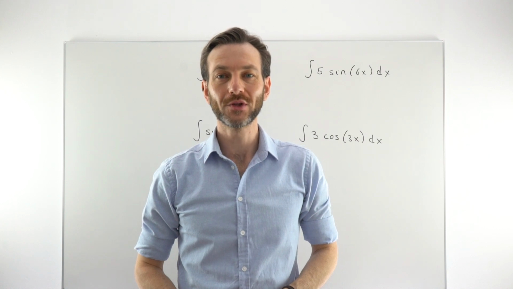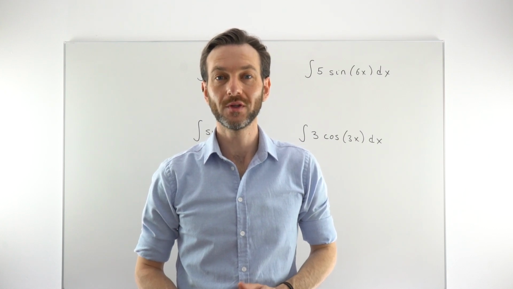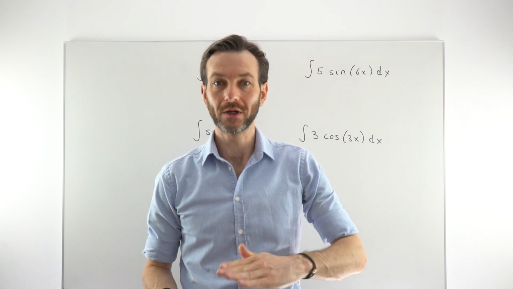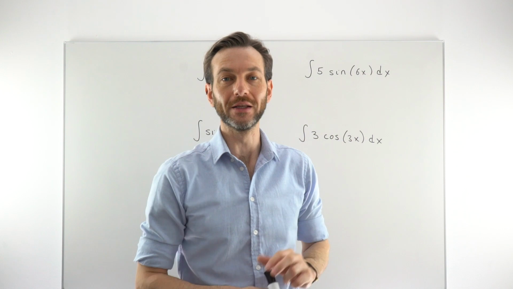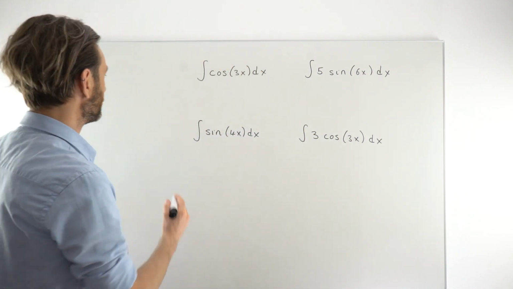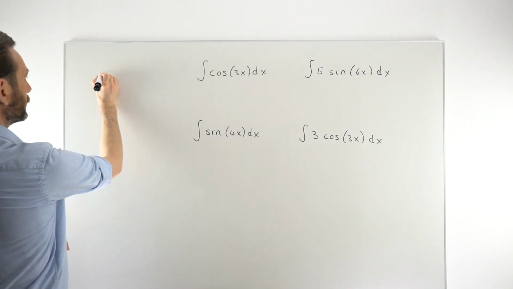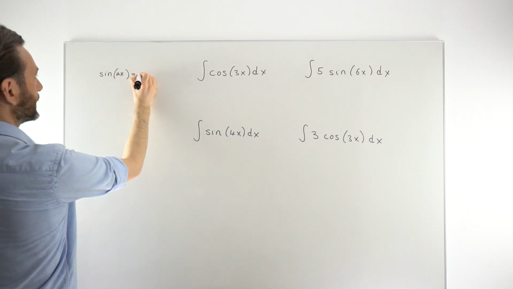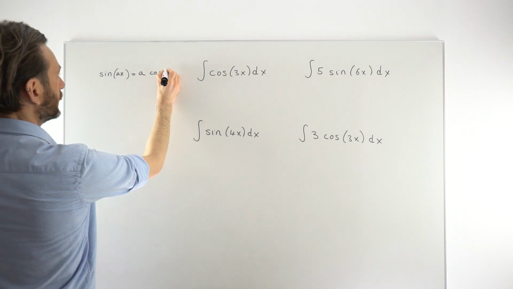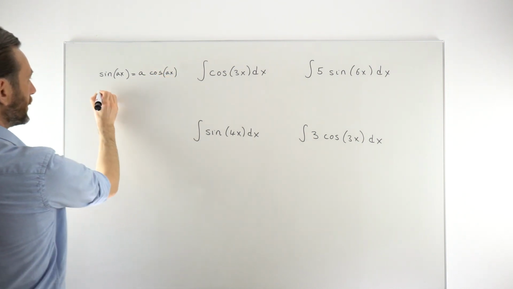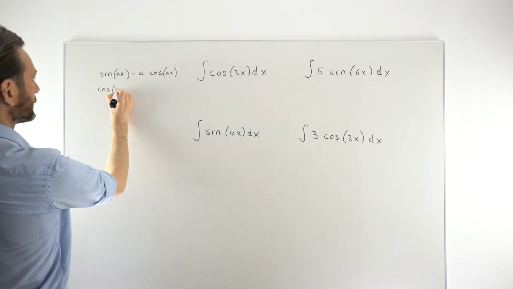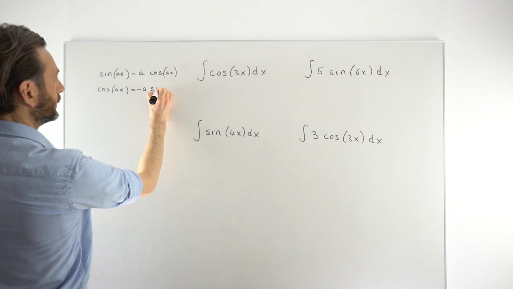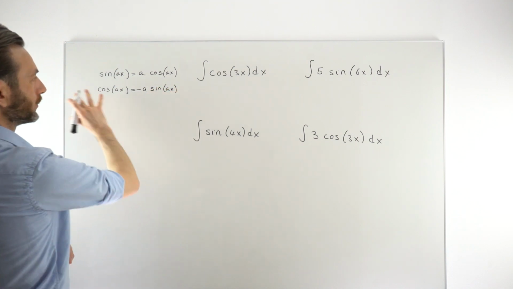In this class, we're going to consider how you integrate the trig functions sine and cosine. Like all the integral rules, this works in reverse from its equivalent in differentiation. As a quick reminder, if you differentiate sine ax, you get a cos ax. If you differentiate cos ax, you get minus a sine ax. Those are the derivative rules.